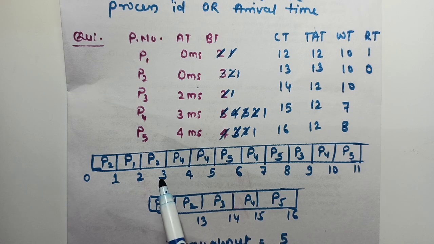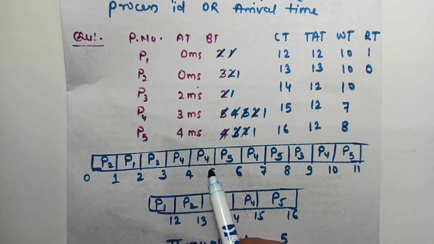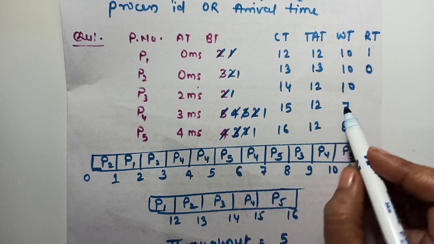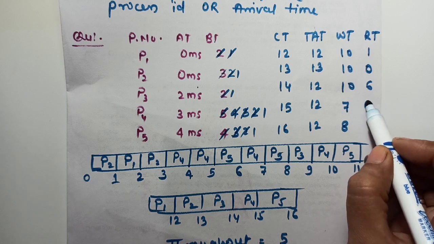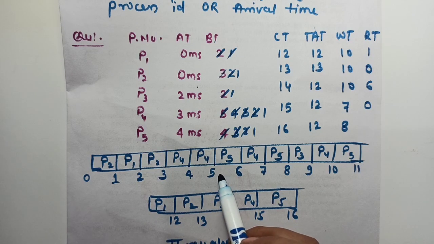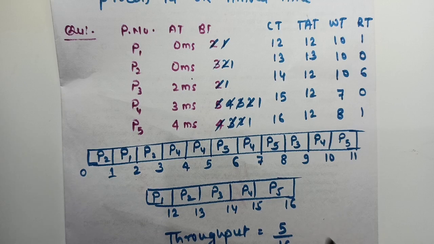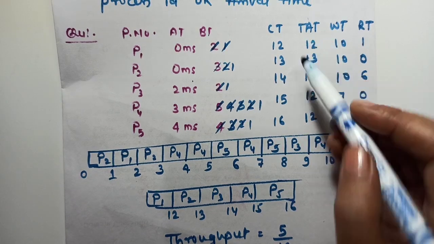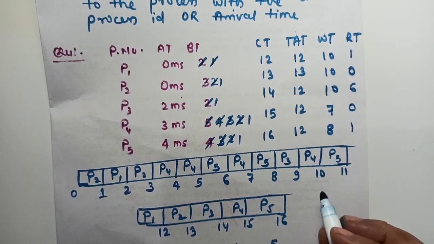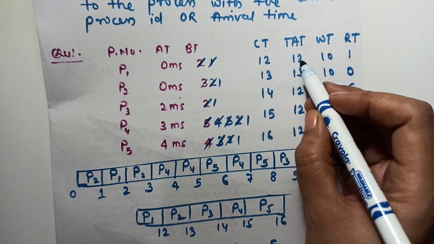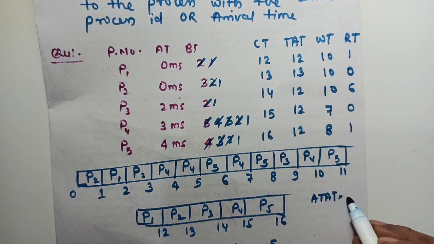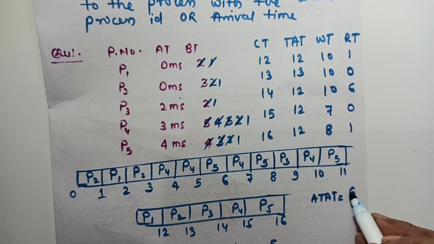Process P3 arrived at 2 millisecond, but it is assigned at 8. 8 minus 2 is 6. Then P4 arrived at 3, assigned at 3. P5 arrived at 4 and assigned at 5. So 1. Okay, so in this way you can calculate the average turnaround time by adding all these and dividing. Here the average turnaround time is 12 plus 13 plus 12 plus 12 plus 12 is equal to 61.